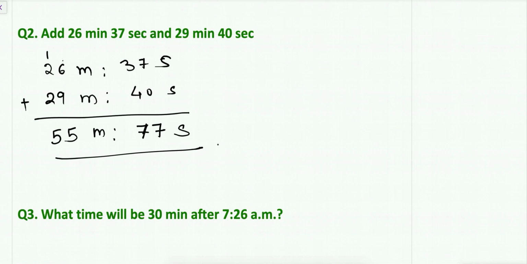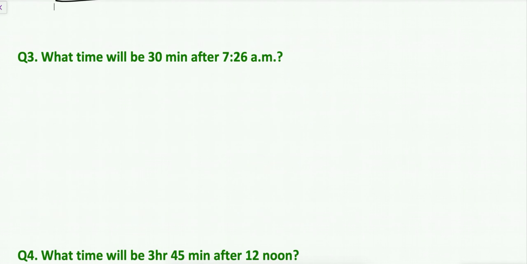So this is how we need to do the addition. We need to add minutes to minutes and seconds to seconds. We cannot add minutes to seconds. The unit should be the same. So the addition and subtraction operations can be performed on the same unit. Let's see question number 3.